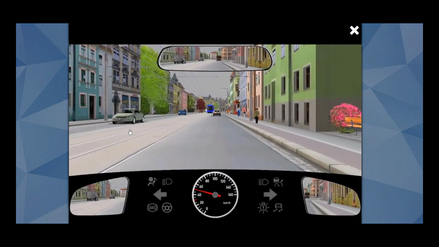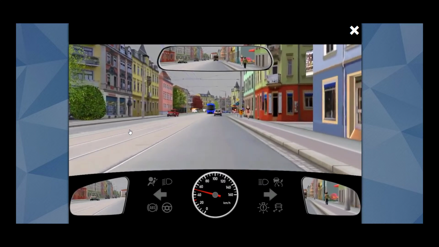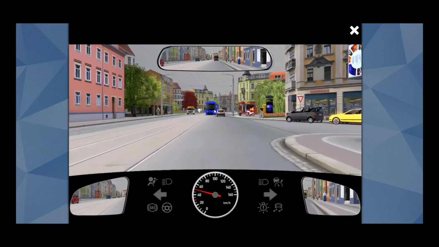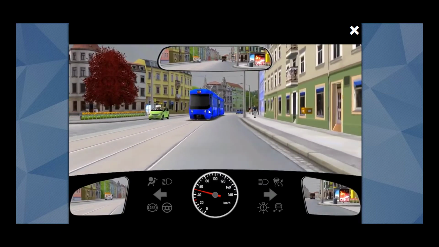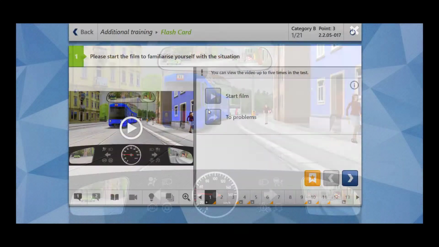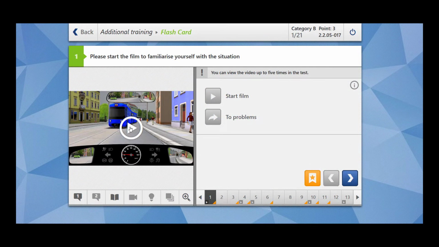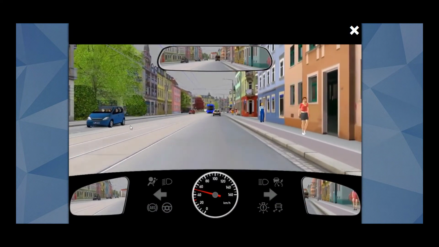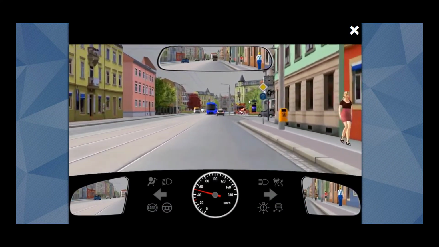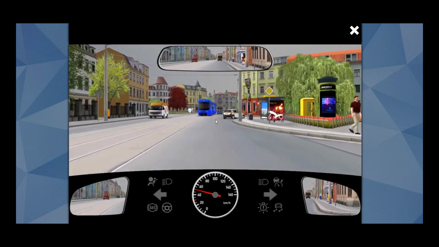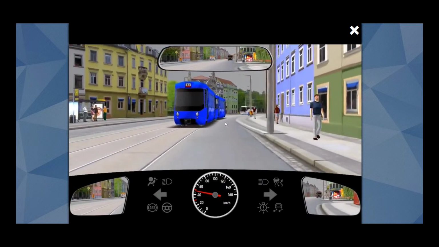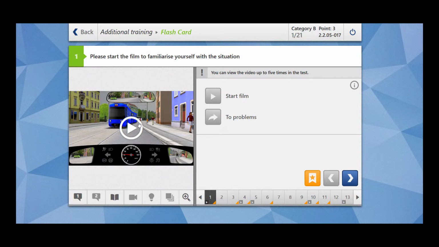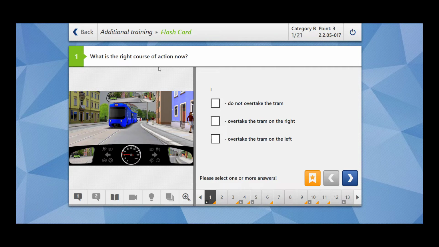Let's play the film. What we see is that we are in the city. We are on the priority road. In front of us, there is a tram. The tram is turning towards the right side, but the space has gone narrow over here. Let's see it once again. We are following the tram and the space has gone narrow. If you see, the space between the tram and the side curb is narrow. Two problems. What is the right course of action now?